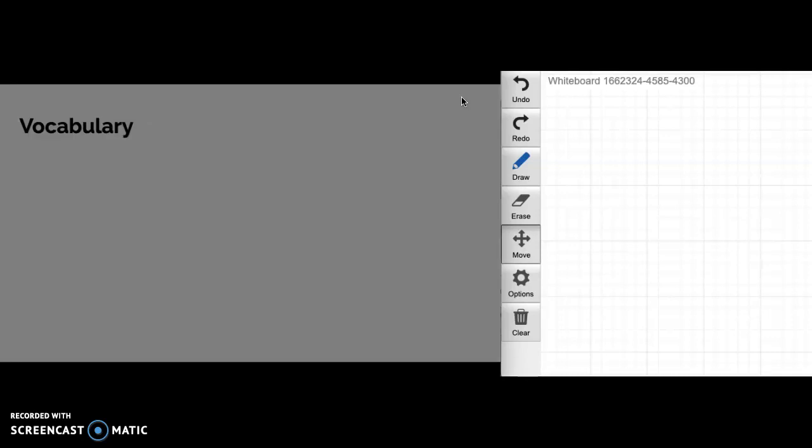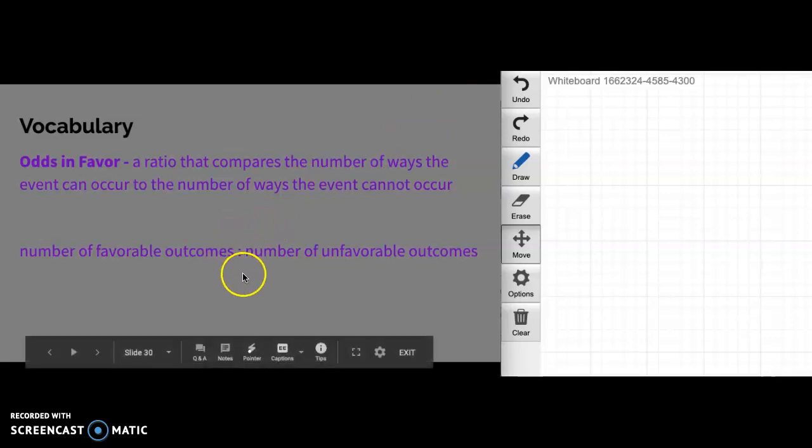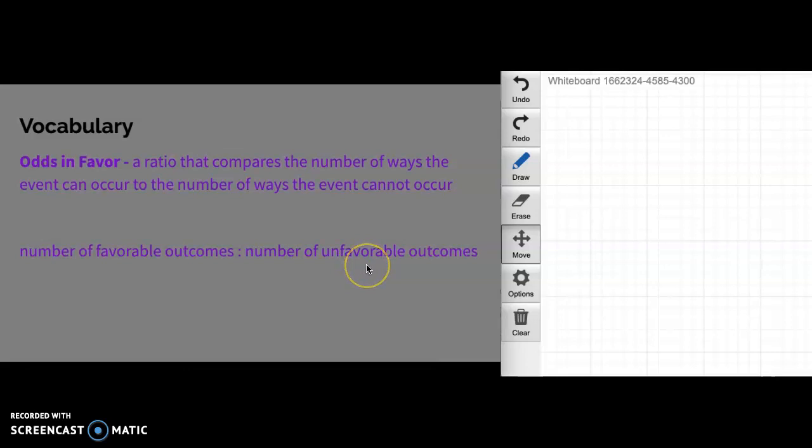Starting with some vocab, odds in favor is a ratio that compares the number of ways the event can occur to the number of ways the event cannot occur. We write it as a ratio using the colon, which is this dot dot. So it is the number of favorable outcomes to the number of unfavorable outcomes.